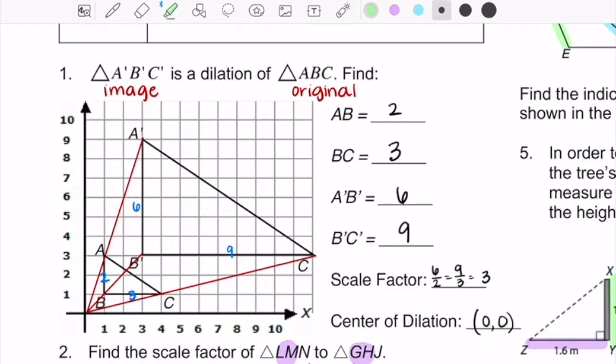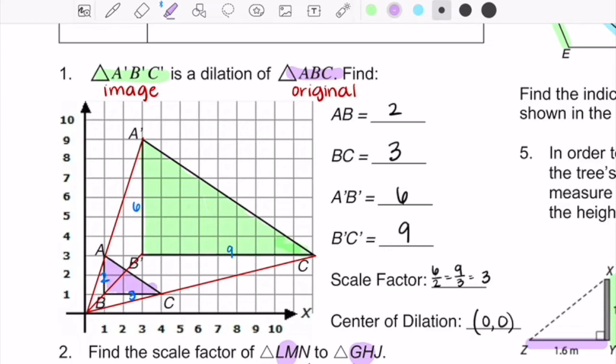It says triangle A prime, B prime, C prime is a dilation of triangle ABC, and they want us to find these different measurements for the sides. So down here on the picture, A prime, B prime, C prime, that's the bigger triangle. And so A prime, B prime, C prime, that's the image. That's where it finishes. Triangle ABC, that's the smaller one down there. That's the original triangle. You can just count the lines on the picture.